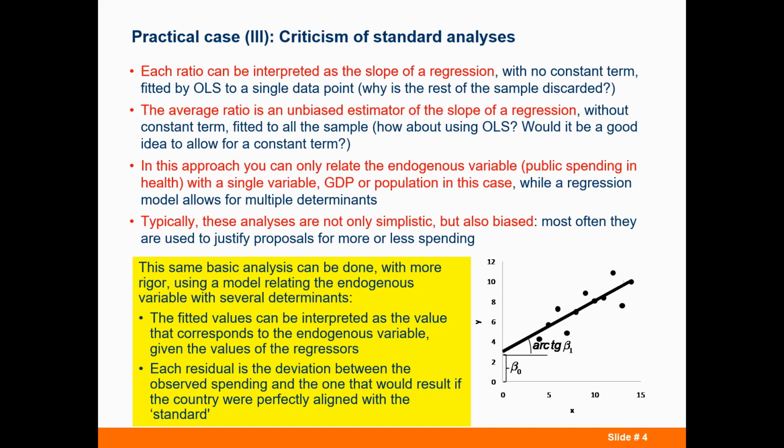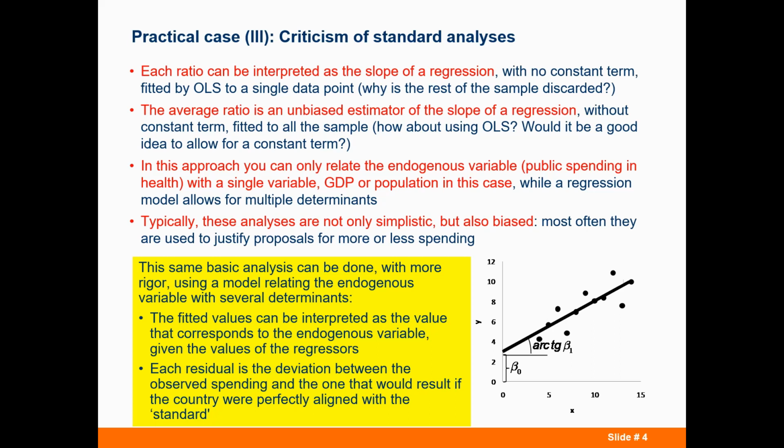An econometric criticism of previous analyses should point out that, first of all, each ratio can be interpreted as the slope of a regression, with no constant term and fitted to a single data point. Imagine that you compute the ratio between this value and this value. What you are doing is computing the slope of this line, which is fitting the point perfectly. Therefore, it would be the OLS line.